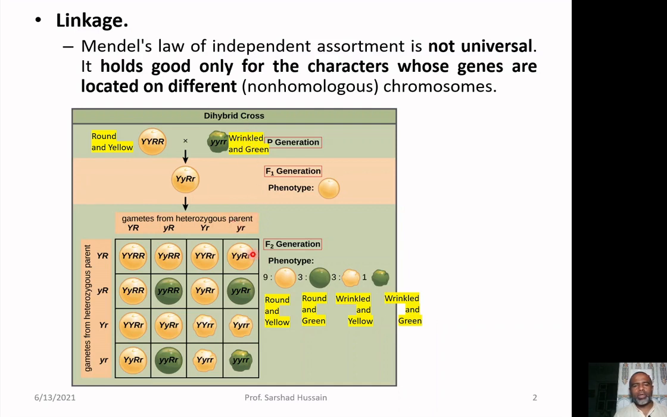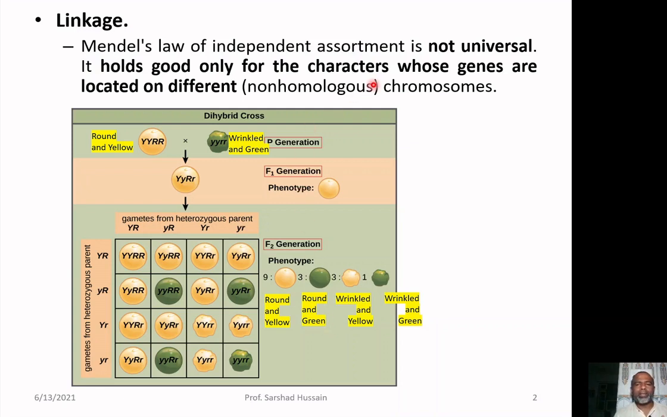It was not always that round was found with yellow; sometimes round was found with green also, and sometimes wrinkled was found with yellow also, though originally in the parent, wrinkled was with green. It means the genes have separated themselves in the generation independently, they are not dependent upon one another. It is because of this that round has gone with green also and wrinkled has gone with yellow also. So this was Mendel's law of independent assortment.